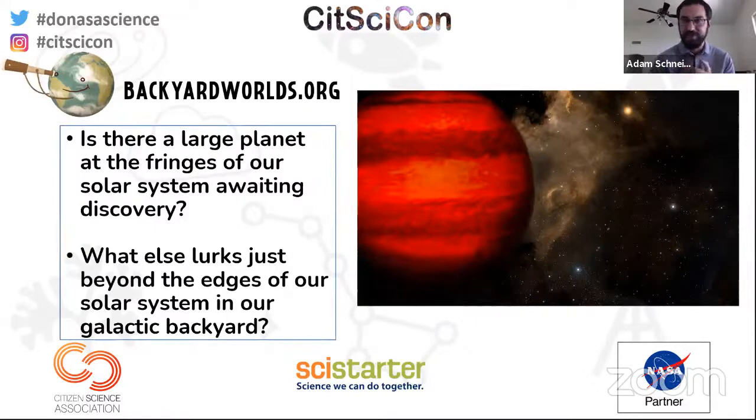The first one, is there a large planet at the fringes of our solar system awaiting discovery? So a few years ago, in case you didn't know, some astronomers predicted that there might be a large planet at the outskirts of our solar system that's affecting the way other things out there in the solar system are moving around. Called it Planet 9. It hasn't quite been discovered yet, but the really interesting thing is, and the reason that we're doing this project, is we may have taken its picture already, which is fascinating.